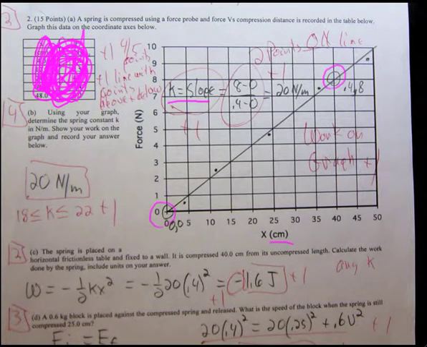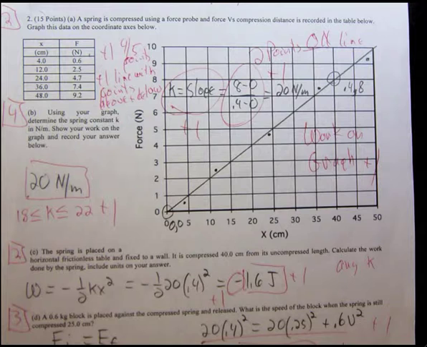And so 8 minus 0 is a change in y. I converted centimeters, 40 centimeters is 0.4 meters. And then I get 20 newtons per meter, and then I record the answer below as instructed. And if you're anywhere between 18 and 22 and showed your work on the graph, you should have got all those points.